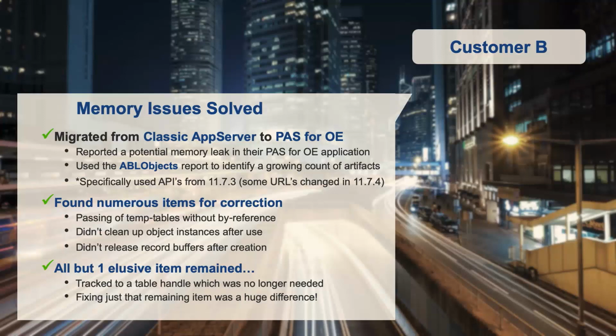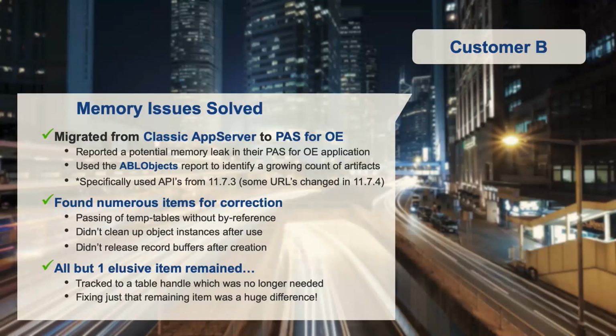So we said, all right, you won't have all the APIs that 11.7.4 has, but we can at least figure out what's going on in your production system if you just drop this web app into your PAS instance. So yeah, we found all kinds of things from temp tables that were being passed. Essentially, it was creating new copies. So we suggested, why don't you use by reference to pass a reference to the temp table instead of fully copying it. They didn't clean up object instances, and they were creating records, not releasing them. It was little things like that that we started fixing.